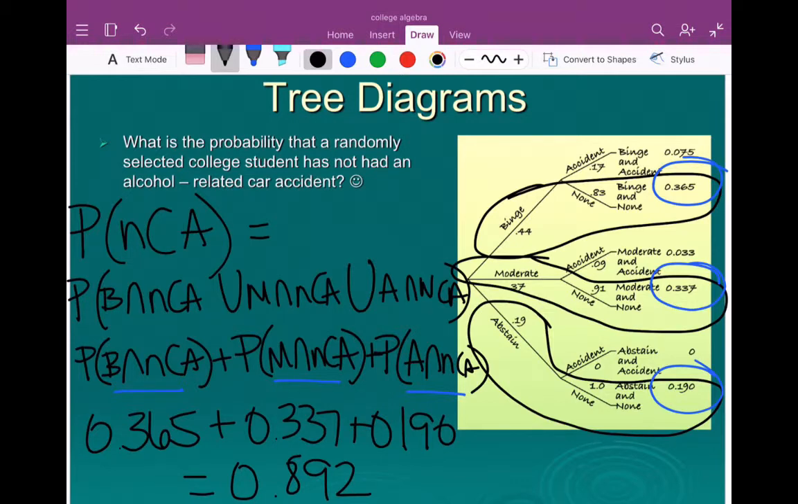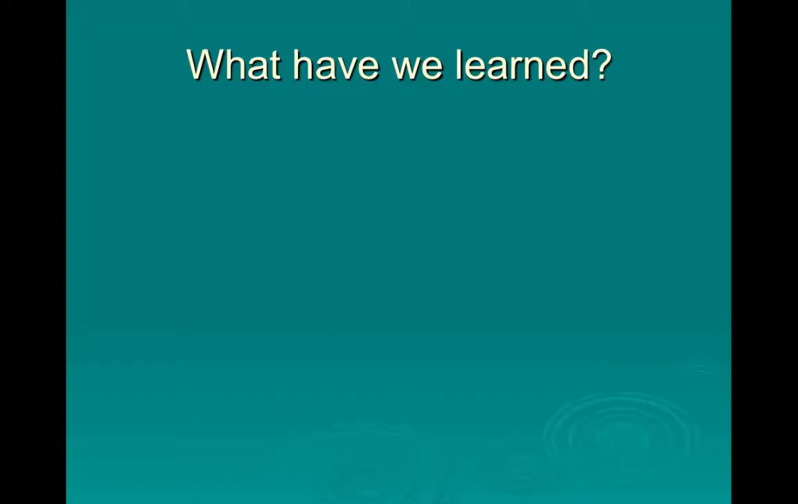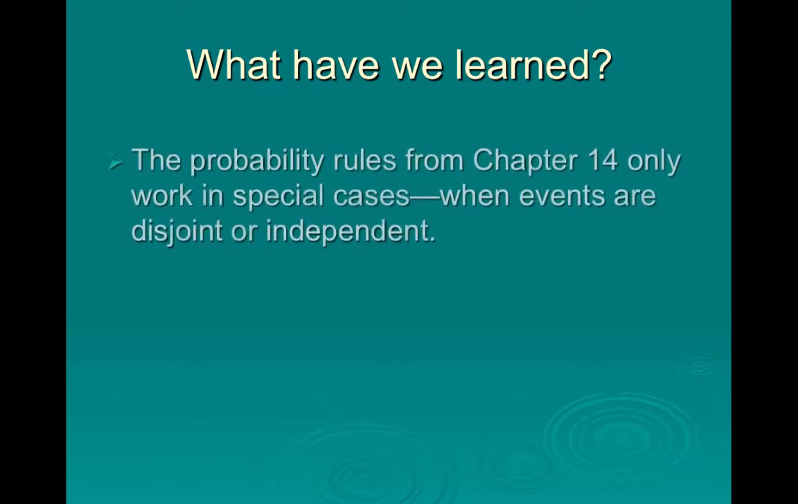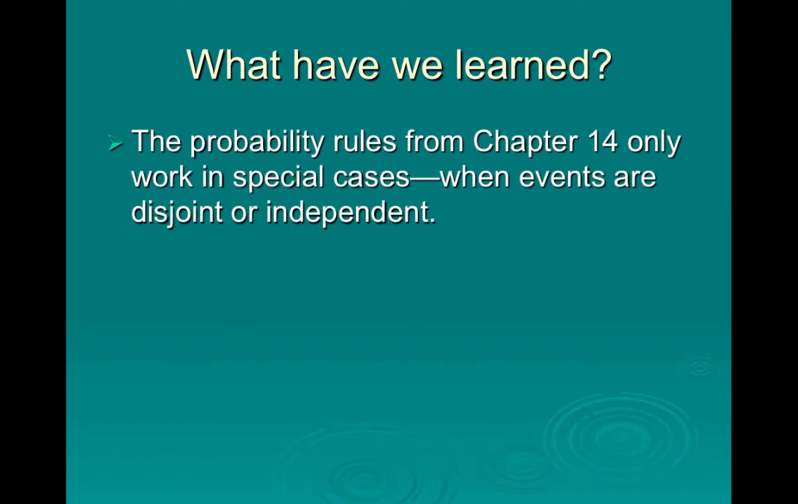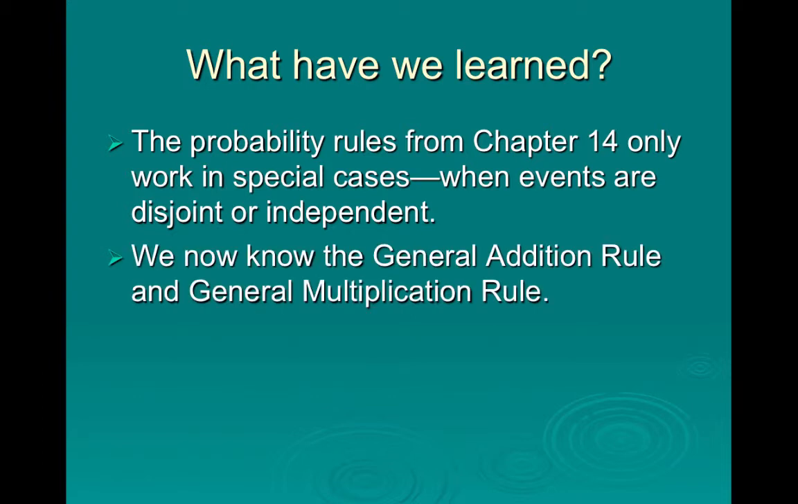Again, this is where a tree diagram really comes in handy, because we have to multiply across, but then add the different probabilities. This is it for Chapter 15, so let's look back at what we have learned in all of Chapter 15, because there was a lot that we did in here. For starters, the probability rules from Chapter 14 only work in special cases, when events are disjoint or independent. We know the general addition rule and the general multiplication rule. These allow us to add when we don't have disjoint events, or multiply if we have dependent events.